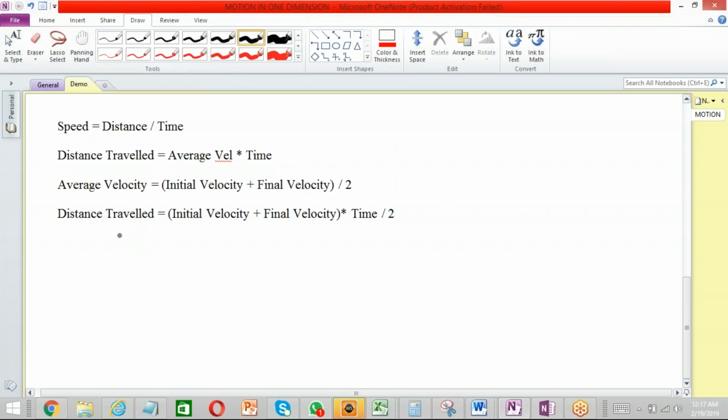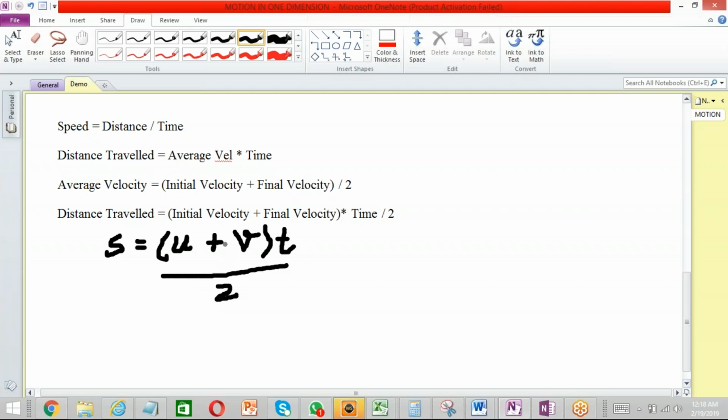This distance traveled is s. Then in brackets you can write initial velocity as u, final velocity as v. The whole is multiplied by time, which is given by t, and this is whole divided by 2. Now, as per the first equation of motion, you know very well that v is always equal to u plus at.